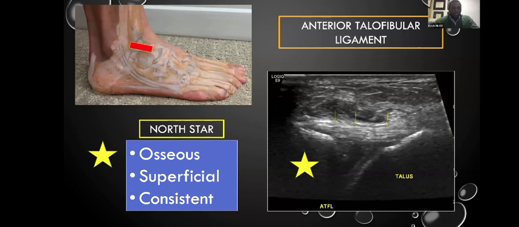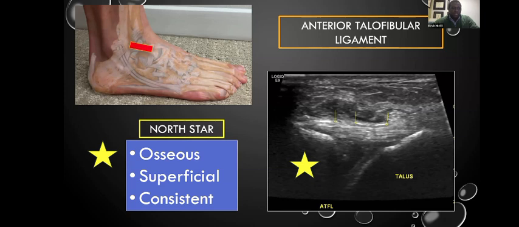So in this case, with the ankle, since we're really just looking at the medial and lateral ligaments, which are in a similar area, we're going to use the lateral malleolus, or the distal fibula, as our North Star on the lateral side, and then the medial malleolus as our North Star on the medial side.